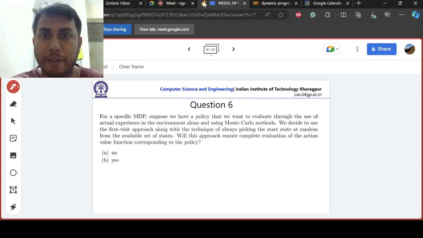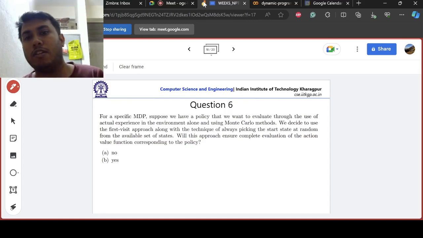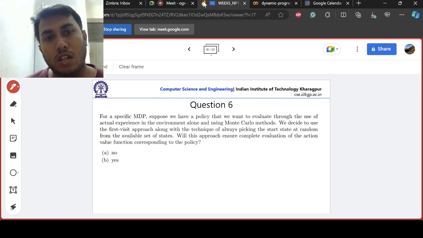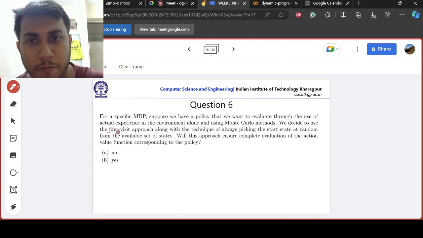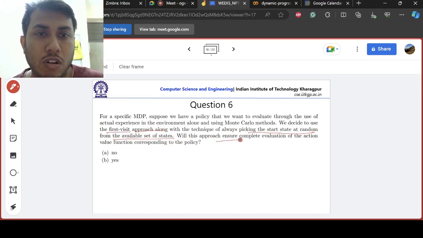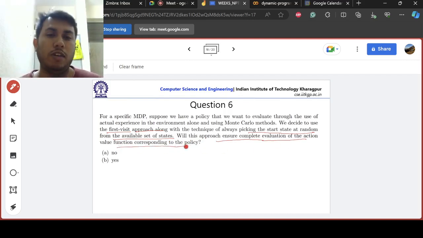So for a specific MDP, suppose we have a policy we want to evaluate through the use of actual experience in the environment alone, using the Monte Carlo method. We decided to use the first visit approach, along with the technique of always picking the start state at random from the available set of states. Will this approach ensure complete evaluation of the action value function corresponding to the policy? So it is saying that it is using the first visit approach and picking the start state at random from the available set of states. Will the policy always ensure a complete evaluation of the action value function corresponding to the policy?